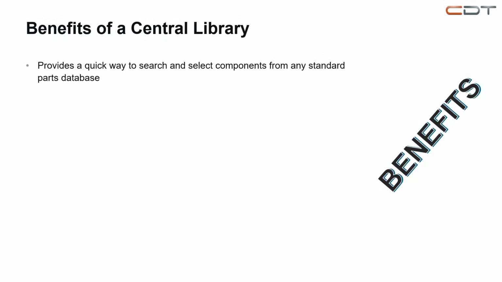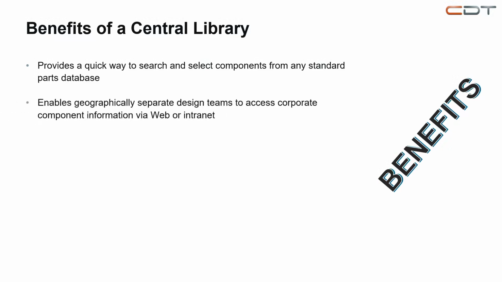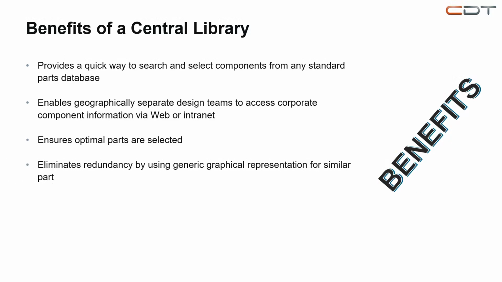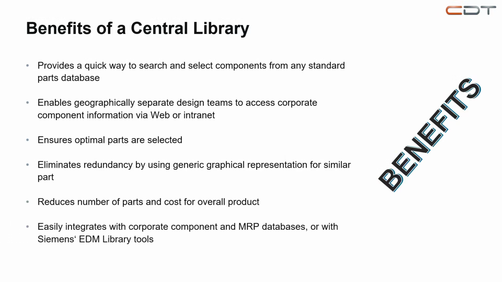What are the benefits of it? It provides a quick way to search and select components from any standard parts database. It enables remote design teams to access this corporate component information via web or intranet. You can be sure that optimal parts are selected. It eliminates redundancy by using a generic graphical representation for similar parts. It reduces the number of parts and the cost of the overall product. And it easily integrates with corporate component and MRP databases or with Siemens EDM library tools.